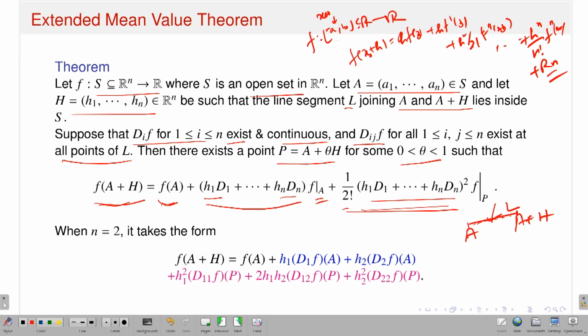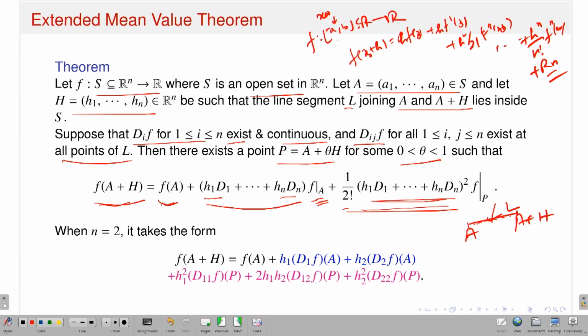I already explained that h1 is the component of the vector h, and what is d1? It is nothing but the partial derivative of f with respect to the x1 variable, and dn the partial derivative with respect to the xn variable, and that has to be evaluated at the point A, plus 1 by factorial 2 times this one, squared. Square means n is equal to 2, which I have written, and that should be evaluated at P. So this is the statement of the extended mean value theorem.